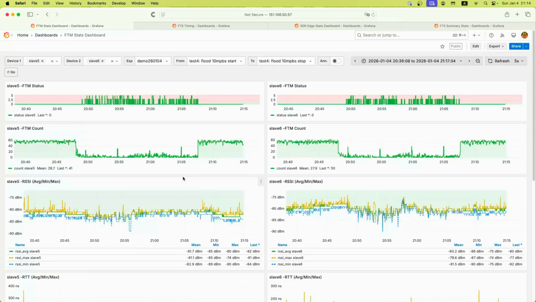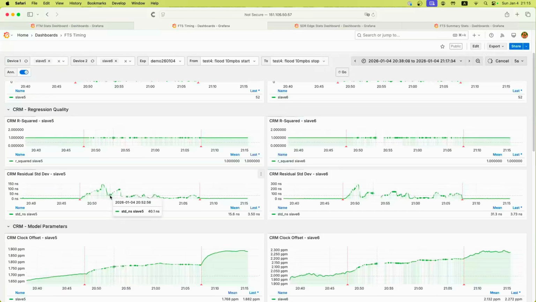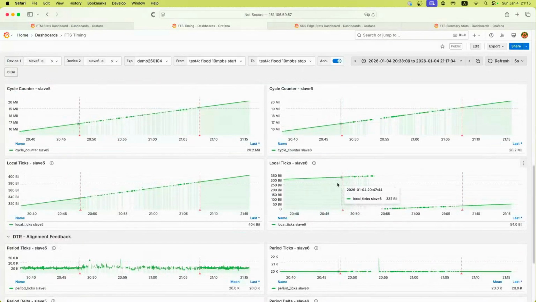Here is the telemetry for 20 minutes of flooding. We see severe impact on FTM. A lot of sessions fail, and even if sessions succeed, only a few requests go through. The linear regression struggles. Residuals go into 100 nanoseconds versus few nanoseconds usual. We can see interruption in the local clock of slave 6. I think it has crashed.